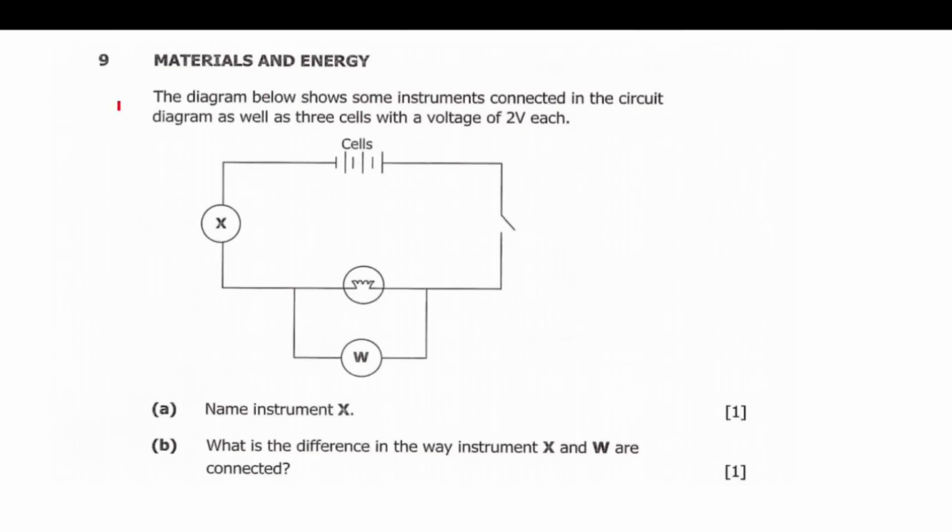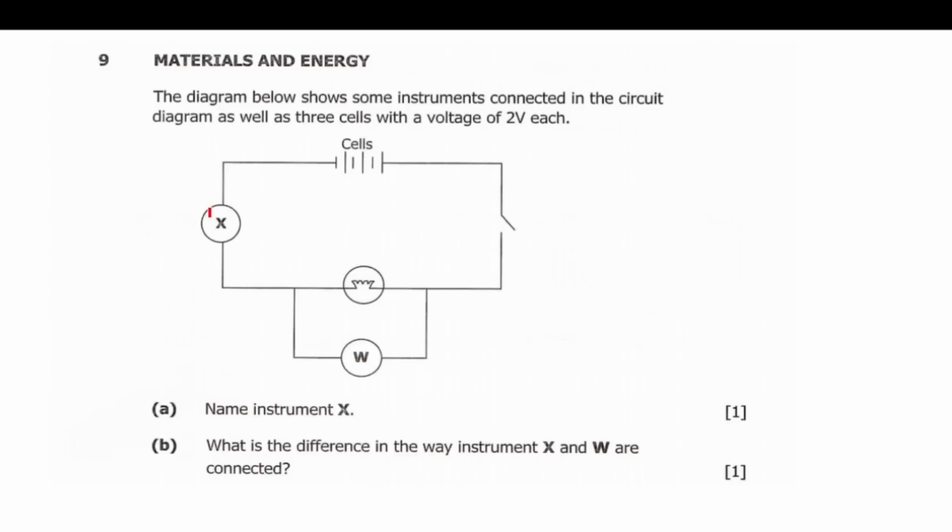Let's continue. Question 9 is on materials and energy. The diagram below shows some instruments connected in the circuit diagram as well as 3 cells with a voltage of 2 volt each. Alright, then A, name instrument X.